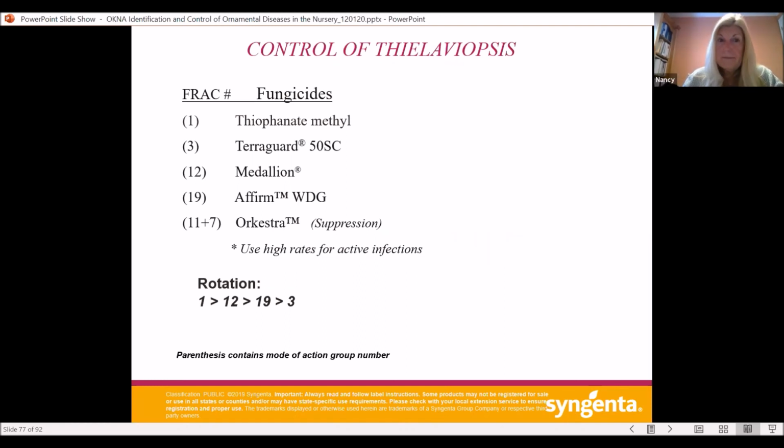Your rotations are here, and although the list appears limited, you've got a nice rotation of FRAC groups here that are quite strong. And thiophanate-methyl is really one of the strongest products for controlling Phalaenopsis. So that is definitely one that you start with first. You rotate to a Medallion, a Firm, and then you can rotate to something like a Terraguard, which also has good control. So that would be kind of your rotation series for Phalaenopsis.